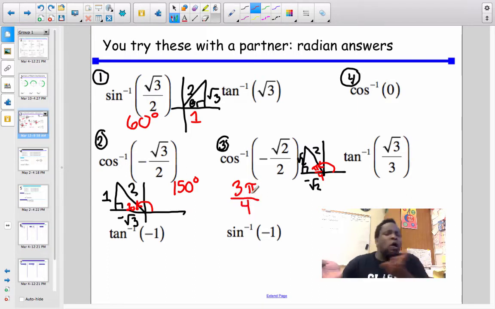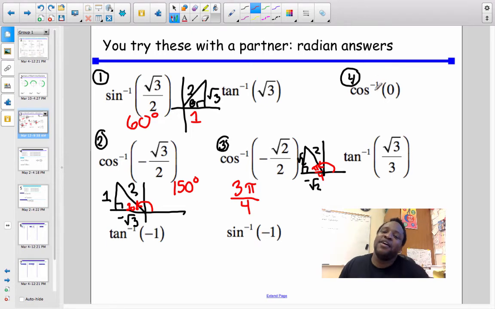So you might be asking, how did I know to make it 3 pi over 4 as opposed to 135 degrees? I didn't. I just decided this time around. Usually you'll be given, oh, it says radian answers. Ha ha ha. So our answer should have been in radians this whole time. These should have been in radians. We move on. All right.